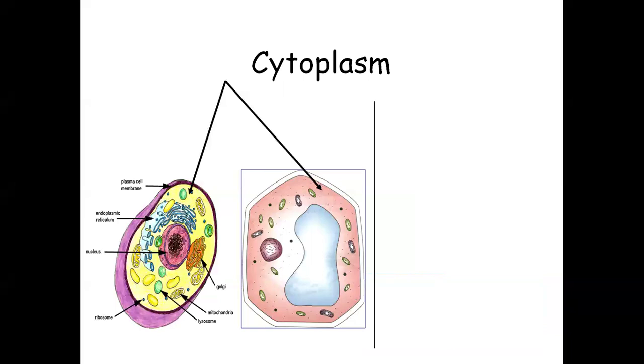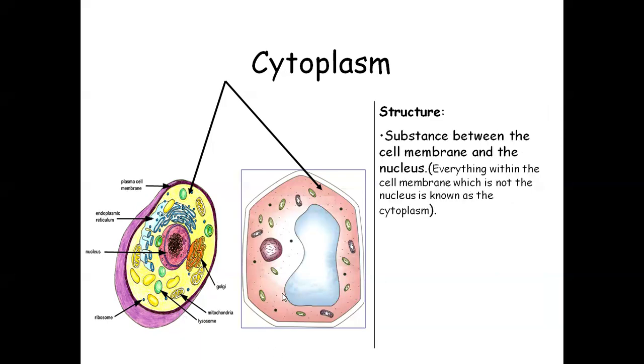And the next one is the cytoplasm. Here you have a jelly-like substance, as I said, like a jelly. In that jelly, all these organelles will be placed. The cytoplasm is the substance present between the cell membrane and the nucleus.